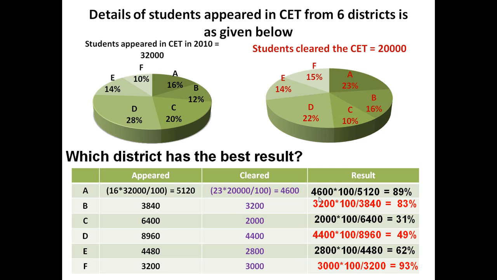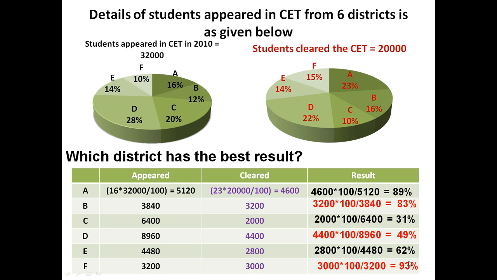For B, 3,840 into 100 divided by 4,600 is equal to 83%. For district C, 2,000 into 100 divided by 6,400 is equal to 31%. Like this, 31, 49, 62, and district F, 93% result.